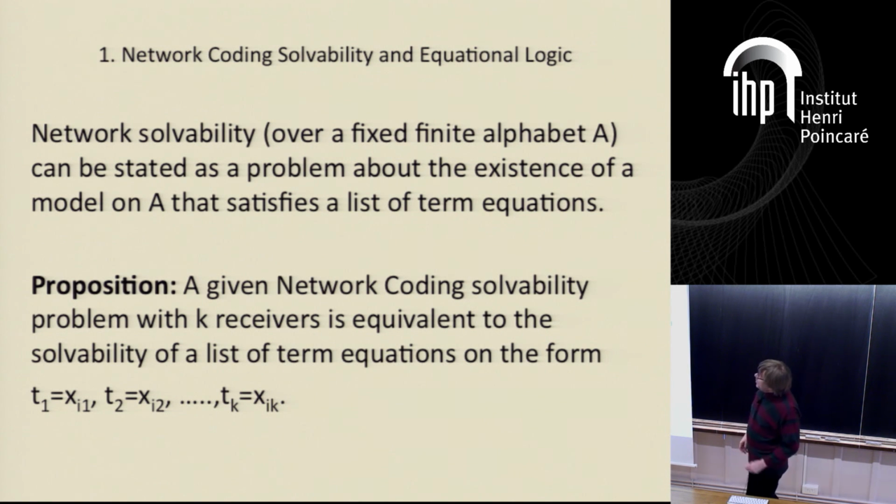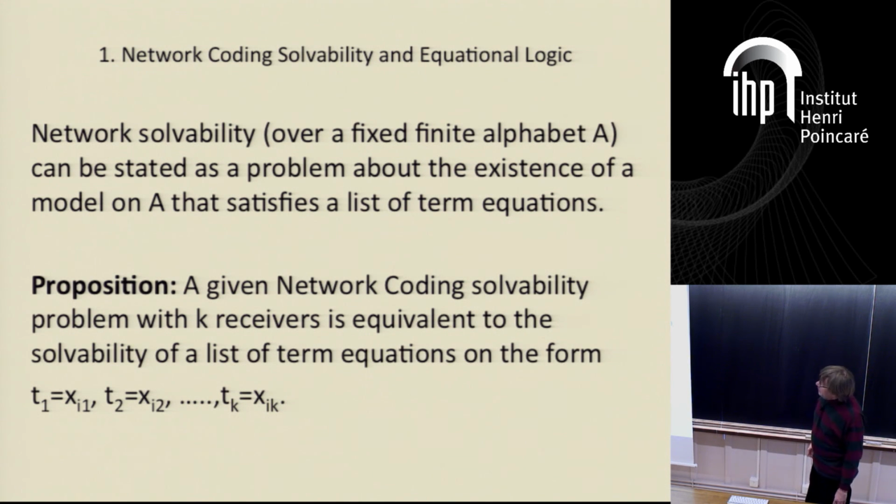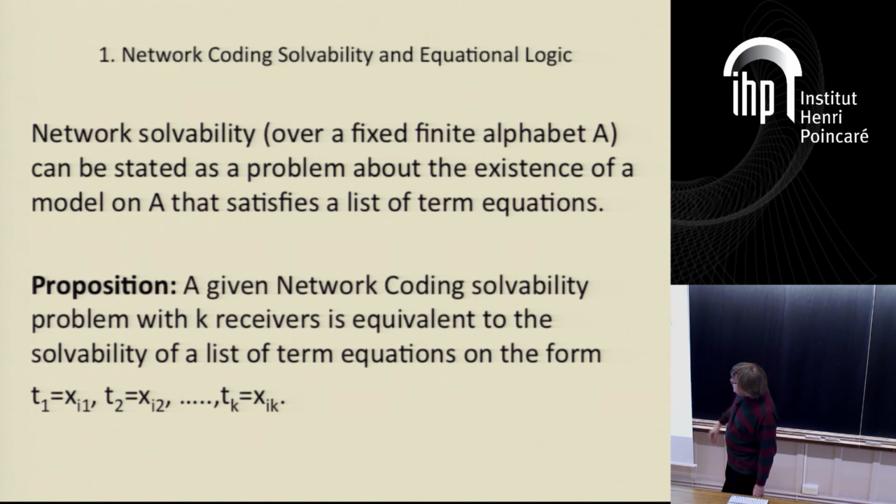So network solvability over a fixed finite alphabet can simply be stated as about the existence of a model that satisfies a list of equations, term equations. That's of course a simple observation. And in general, if you have a network coding solvability problem with k receivers, that's equivalent to the solvability of some term equations of this form.